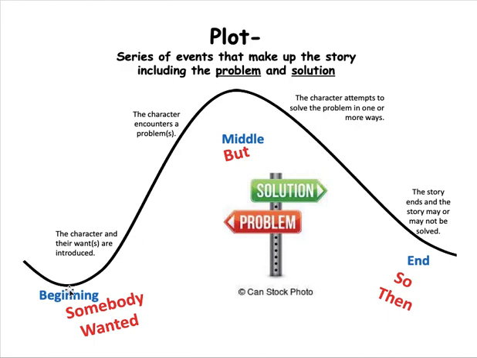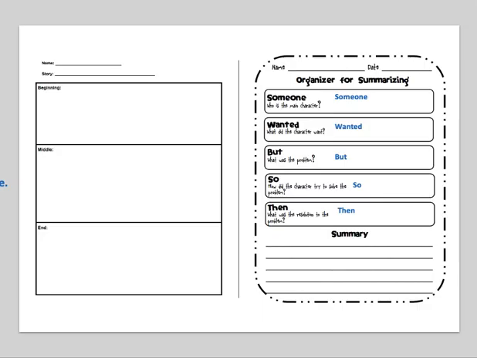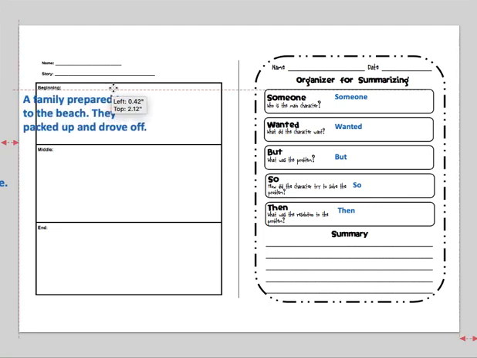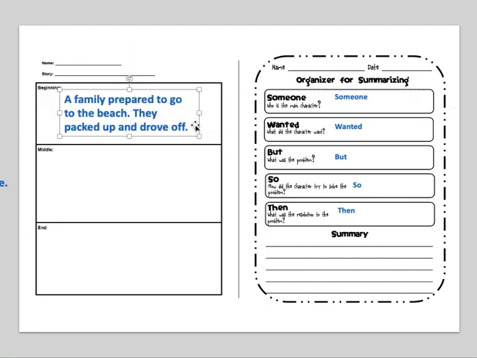It is that same plot diagram: introduction, rising action, climax, falling action, and resolution, coupled with what you might have learned in 3rd grade to tell what happens at the beginning of the story, what happens at the middle, and what happens at the end. If we were writing our beach story as a beginning, middle, end summary, it might look something like this. Beginning: a family prepared to go to the beach. They packed up and drove off.